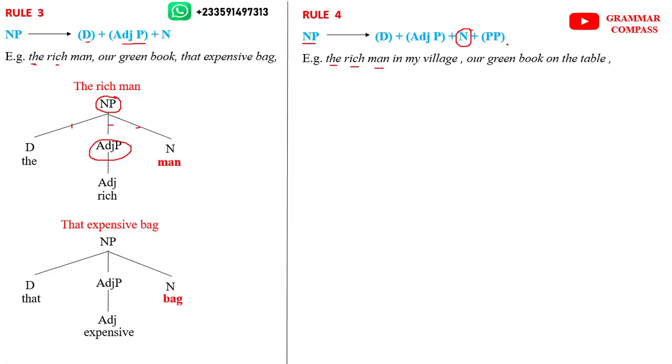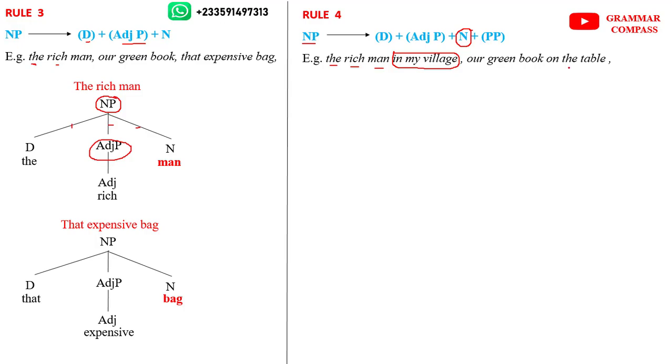Now, can you identify the prepositional phrase? Prepositional phrases always begin with prepositions, and it always comes with a noun phrase. Therefore, the whole of this will be a prepositional phrase. So this is an example of the structure that we have here: a determiner, an adjective phrase, a noun, and a prepositional phrase. So that is rule number 4. When noun phrases consist of a determiner, an adjective phrase, a noun, and a prepositional phrase.